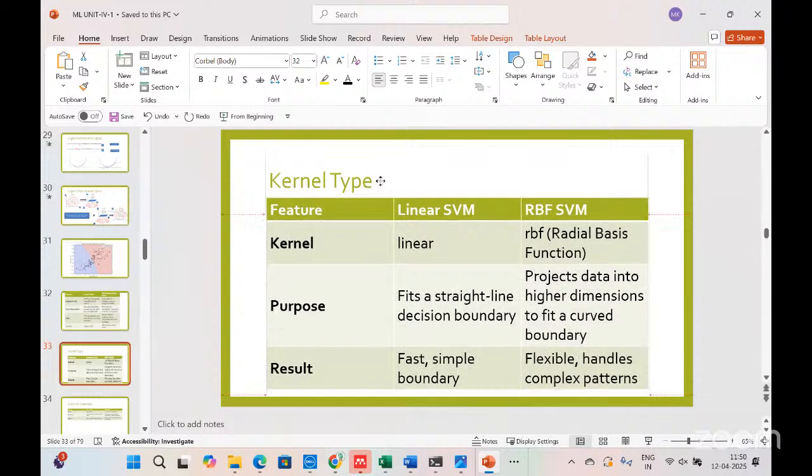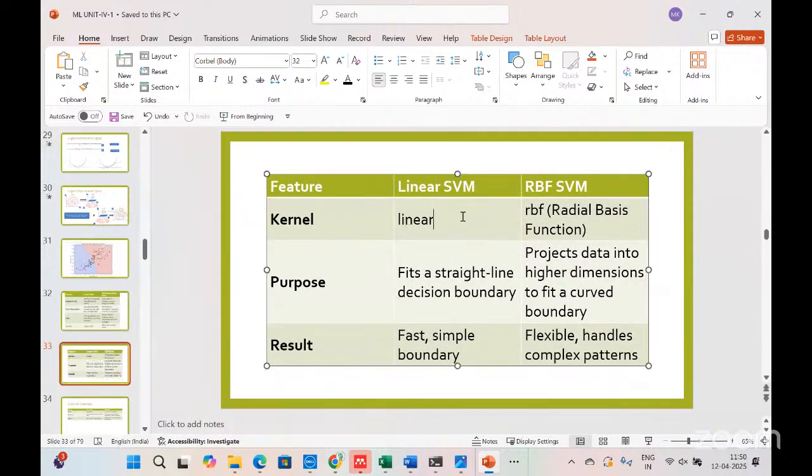So coming to the kernel type, kernel means nothing but whether you are using a linear or non-linear. This RBF is the non-linear function. So the purpose is, by using linear SVM, we can confirm the particular classification. Whereas in the non-linear separable case, there will be a little confusion in classification of the data.